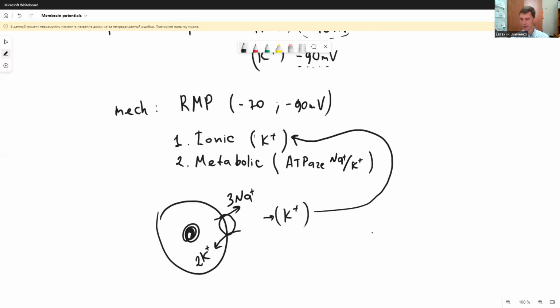The ionic mechanism is very effective for creation of potential difference, and the main part of -70 is created by the ionic mechanism. But this mechanism does not work without the metabolic mechanism. Okay, it is such as a secondary mechanism.